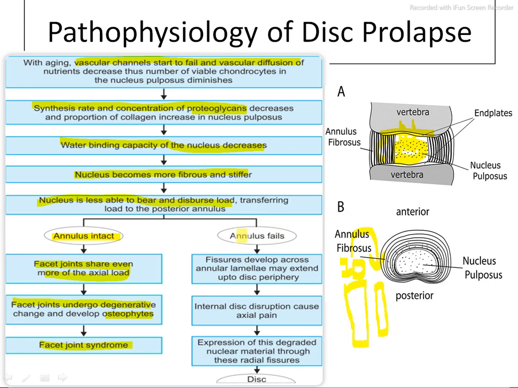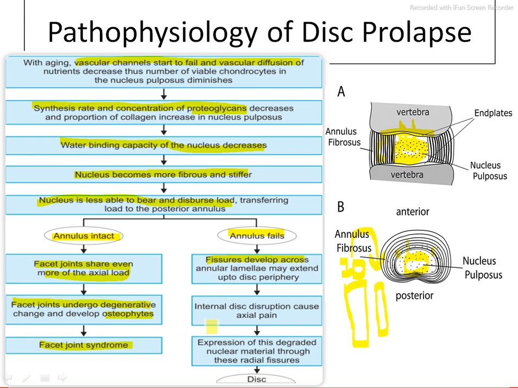Now another thing, let's say that the annulus fails. During the aging process and because of the constant mechanical force, there are certain radial tears or fissures in the annulus pulposus. And when these fissures coalesce, they form a tract. Through this tract, the content of the nucleus pulposus is released. So you see here, the fissures develop across the annular lamellae and may extend up to the disc periphery.